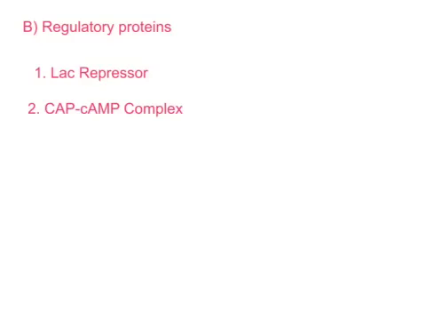Next, I'll be discussing the CAP-cAMP complex. CAP stands for catabolite activator protein, and cAMP is cyclic AMP. CAP is controlled by cyclic AMP, meaning CAP must be with cyclic AMP to turn on. Cyclic AMP production is inhibited by glucose, so in high levels of glucose, you're going to have low levels of transcription. And in low levels of glucose, you'll have high levels of cyclic AMP, which will have high levels of transcription.